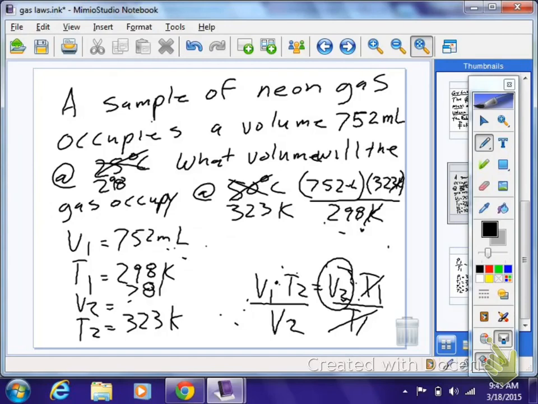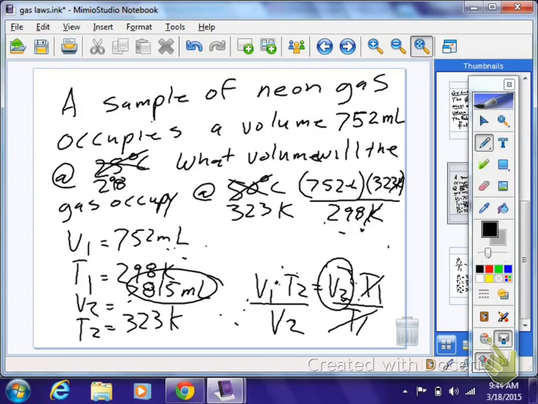If you notice, the volume went up. It makes sense: temperature goes up, volume goes up. If you did it wrong, you would go back and say, okay, realistically, what I know is when temperature goes up, volume goes up, and for some reason my volume went down. It's probably because you had 298 up here, multiplied by 752 and 323 below. So you can always catch yourself. You can always double check and say, alright, temperature goes up, volume needs to go up. It's not. What's going wrong? So you go back and look. That way you can double check as well.